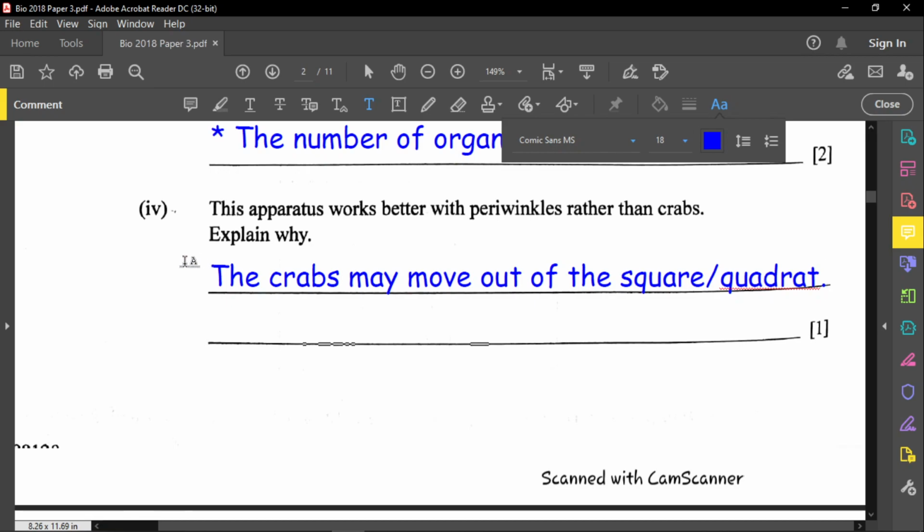And just to make a note that the periwinkle will remain stationary, because again, they do not move fast and they tend to be in one place. So the periwinkle will not move, or they will stay stationary.